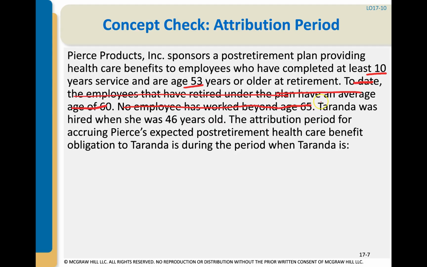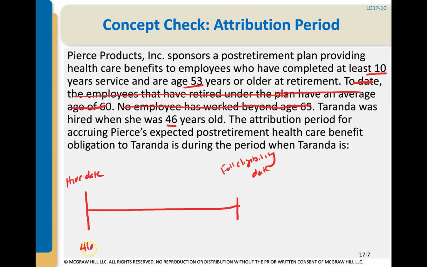Taronda was hired when she was 46 years old. So let's draw the attribution period we need. The attribution period is going to be from our hire date till the eligibility date. We're told that she was hired at 46 years old.